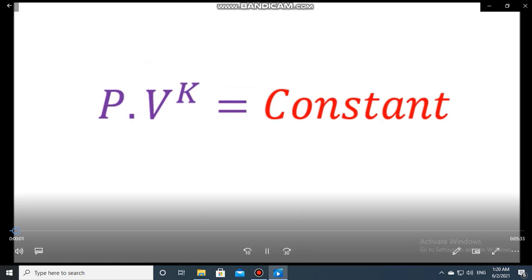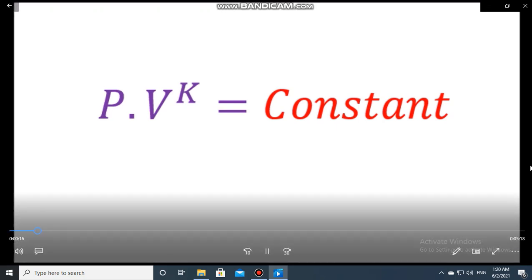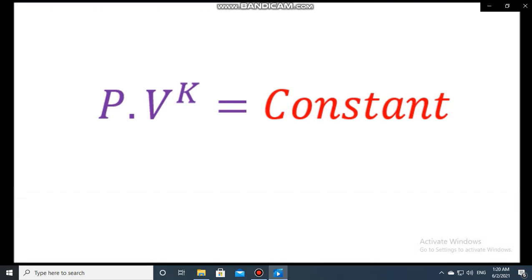Hi, good day. Today we are going to prove the relation between pressure and volume in an adiabatic process, that is P times V to the power k equals constant, where k is the ratio of the two specific heats, specific heat at constant pressure over specific heat at constant volume.